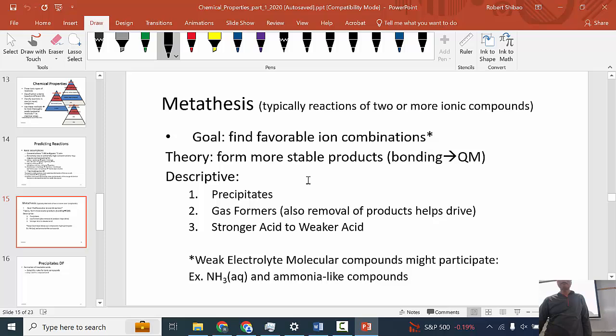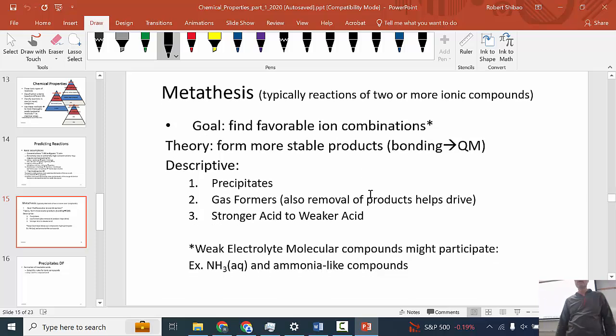So the goal for metathesis is to find favorable ion combinations. The easiest is to do double replacement. In double replacement, you're swapping the ions and seeing if you get a more favorable combination. So we look for these three driving forces again. We also have to watch out because some things don't look like metathesis, like aqueous ammonia. You have to remember that a weak base is partially hydrolyzed water. Aqueous ammonia hydrolyzes water to form ammonium ions and hydroxide ions. Those ammonium ions and hydroxide ions can participate in metathesis.